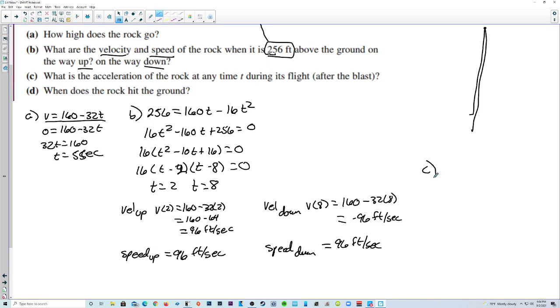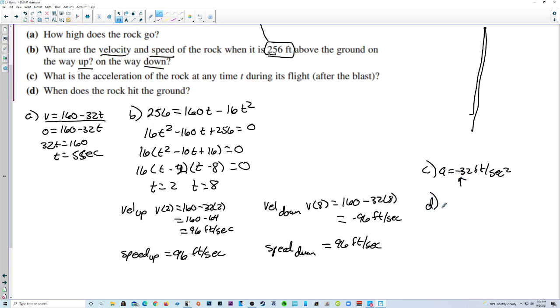Letter C, what is the acceleration of the rock at any time t? So we're going to do the derivative of velocity, which is acceleration. So the acceleration is negative 32 feet per second squared. And the reason it's negative is because gravity pulls down. So up is positive, down is negative.